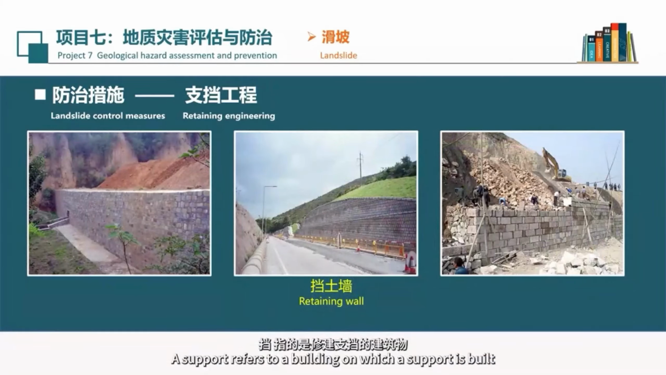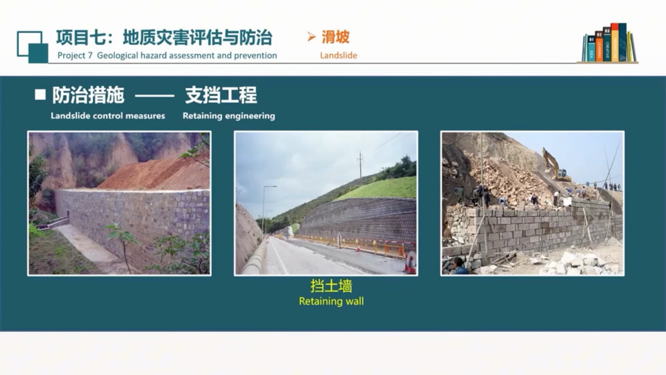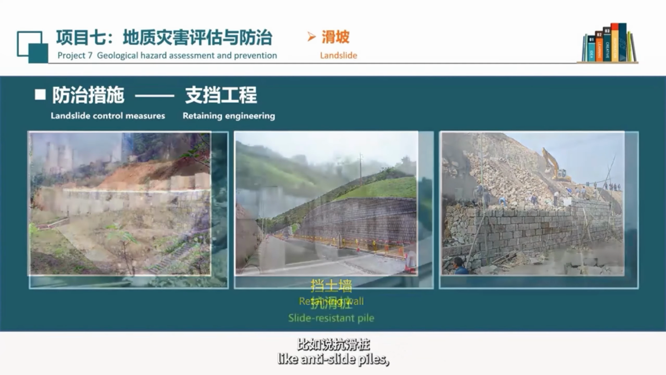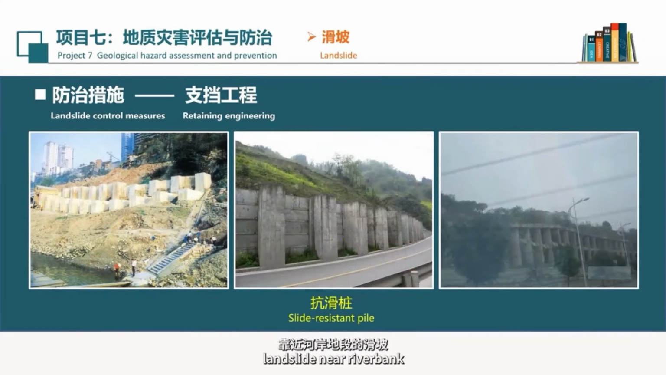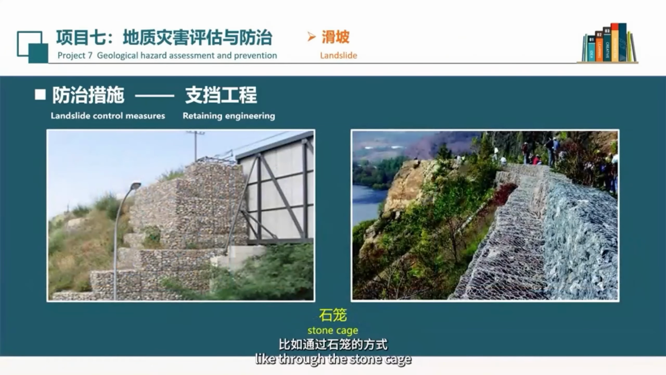Support refers to building a supporting structure to improve the mechanical equilibrium condition of the landslide and increase the resistance of the sliding body. We usually construct supporting structures on the lower side of the slope, like retaining walls and anti-slide piles. For a landslide near a riverbank, to prevent the river from washing and eroding below, we often build a variety of protective embankments or erosion protection, like stone cages, to relieve the river's wash beneath the landslide.